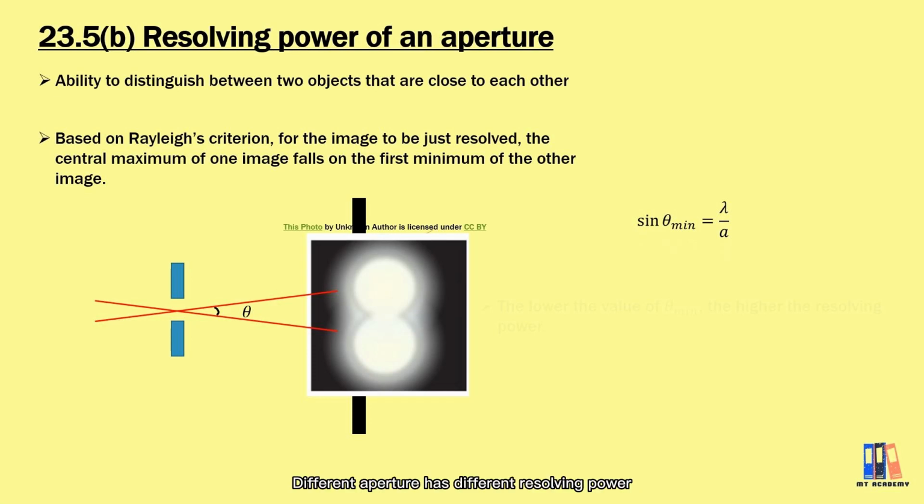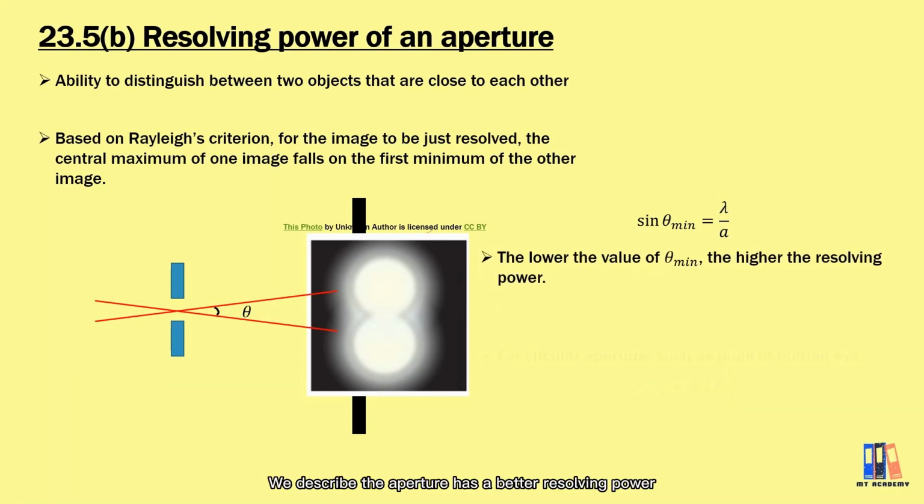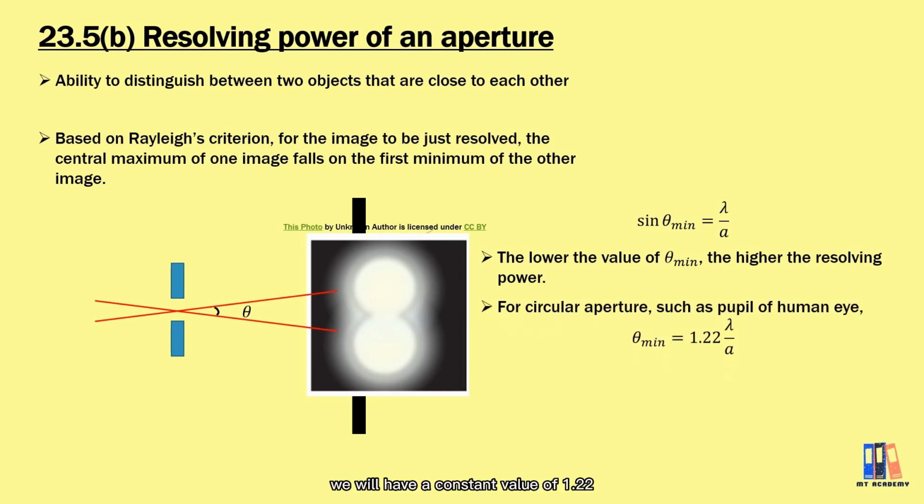So different apertures have different resolving power, which is determined by the wavelength and the size of our aperture. Since the wavelength of light is a constant, the resolving power of our human eye is limited by the size of our pupil. So we cannot really see the stars as well as a telescope that has better resolving power, or a smaller value of the minimum angle. We describe an aperture as having better resolving power when it has a lower value of the minimum angle. For a circular aperture like our pupil, we have a constant value of 1.22 in the equation. Also, we have another similar formula here.